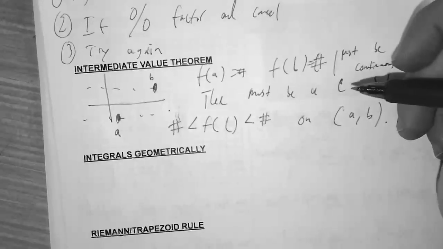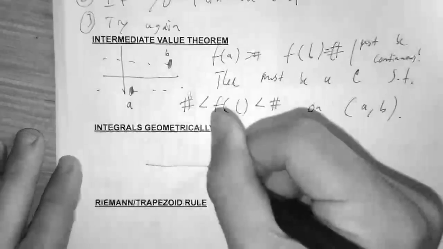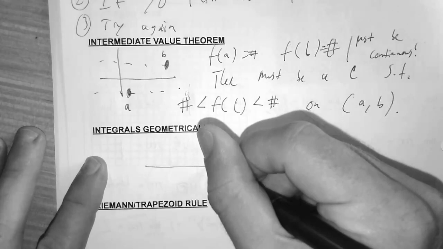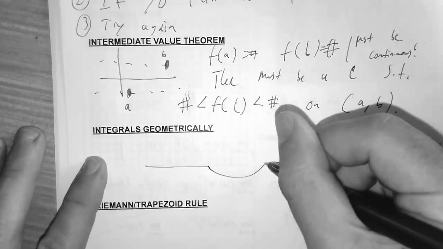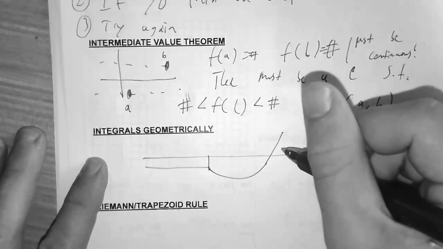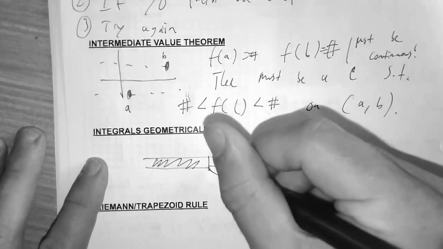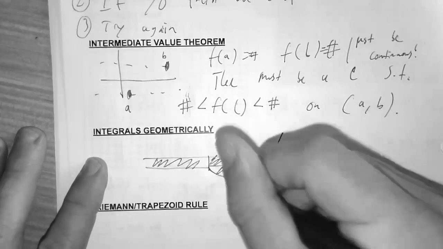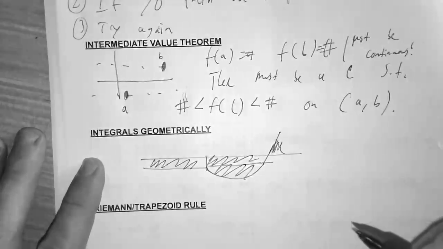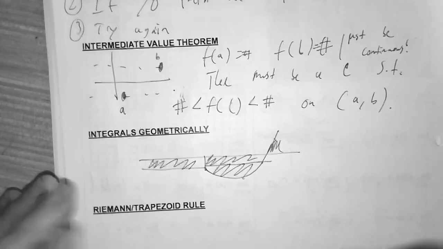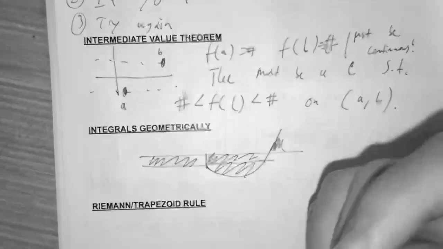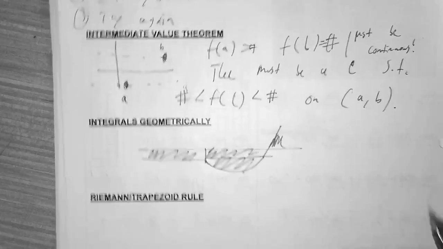Okay. Integrals geometrically, this is just where you add them up. That was the whole idea here. You shade the area and you add them all up. That's it. That's integrals geometrically, right? And if it's below the x-axis, it's negative. If it's above, it's positive.